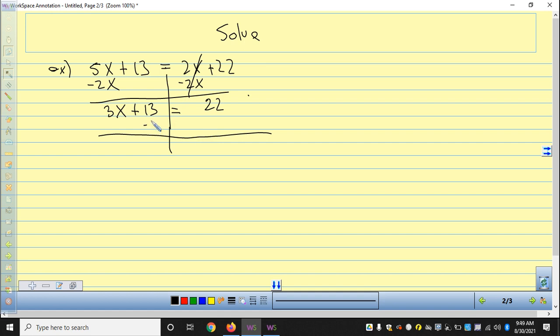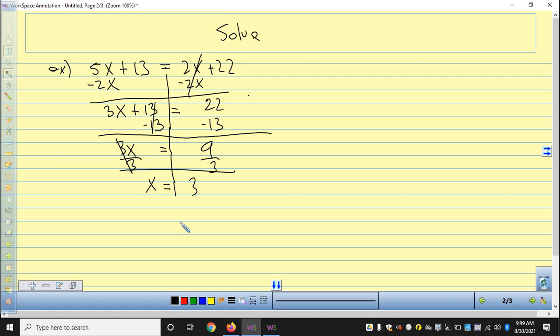Subtract 13. Hopefully this is familiar now. 13 minus 13 is 0. Those go away. The 3x comes down. 22 minus 13, 9. Now, there's only one thing to do. Divide by 3. Those go away, and I get x equals 9 divided by 3 is 3.